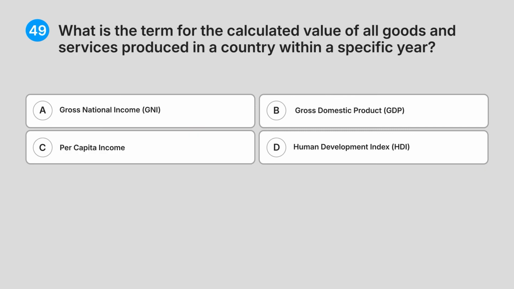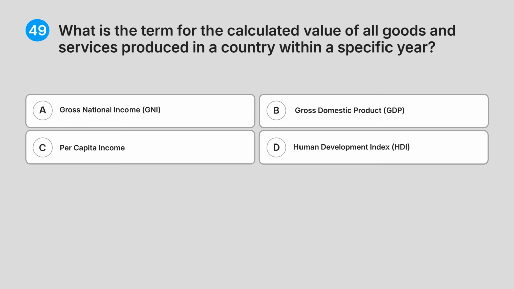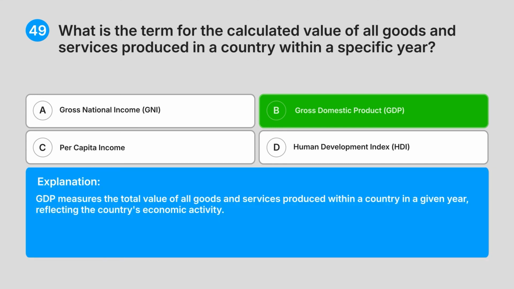49. What is the term for the calculated value of all goods and services produced in a country within a specific year? A. Gross national income, GNI. B. Gross domestic product, GDP. C. Per capita income. D. Human Development Index, HDI. Can you guess the answer? Correct answer. B. Gross domestic product, GDP. Explanation. GDP measures the total value of all goods and services produced within a country in a given year, reflecting the country's economic activity.